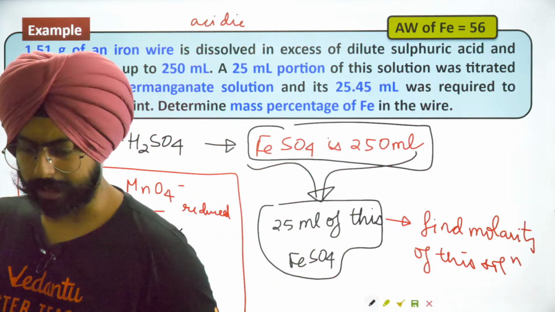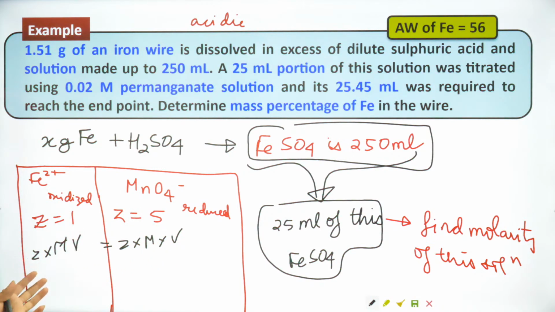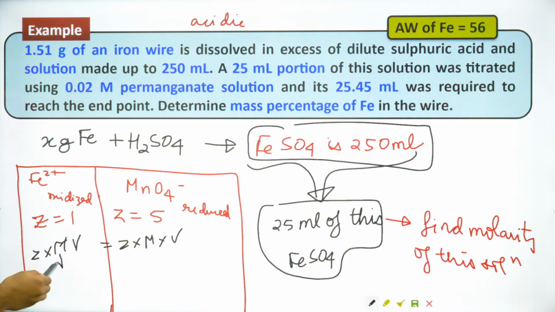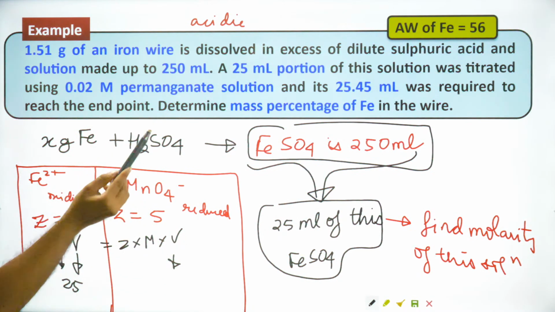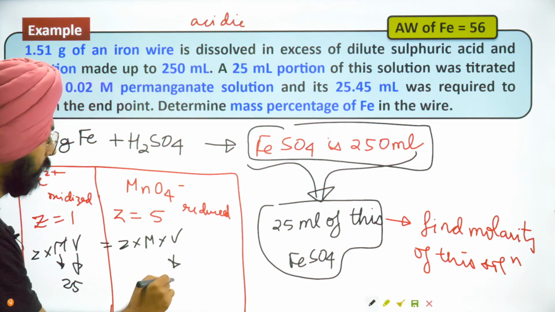Niveta, don't worry, just try to solve this question. I've already given you all the hints. Valency factor I've given you. Molarity of KMnO4 is given to you. This is what you have to calculate. This volume is 25 milliliters. How much volume have I given? 25.45, it is 25.45.